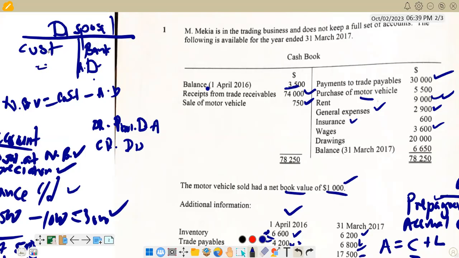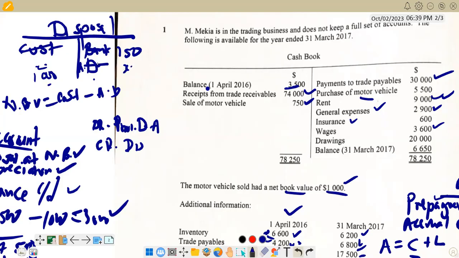If you don't have cost but we are given net book value, just put the net book value on the debit here, which is 1,000 that we are given. Then you remove the cost and you remove the depreciation. So we are left with the money which was paid. So 750 will come here, the bank will be here. So we are now having 1,750. So it means we have got a greater side on the debit side, and the balance is on the credit.